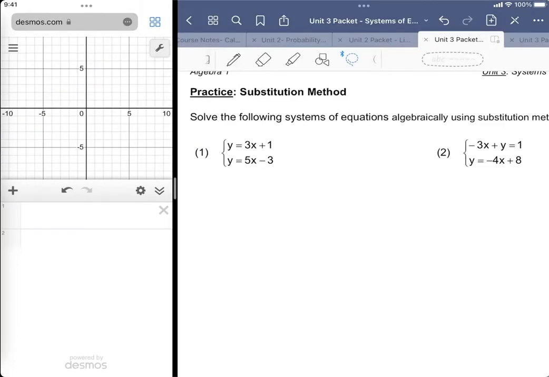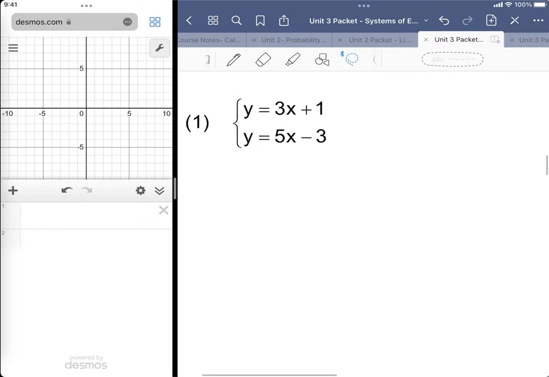Some systems of equations, the simpler the equations, the easier it'll be. The more complicated the equations, the more complicated the process will be. But the idea is that we have 2 equations with 2 variables. We want to pare this down to 1 equation with only 1 variable.